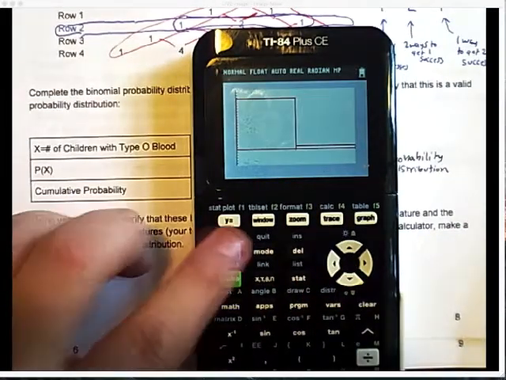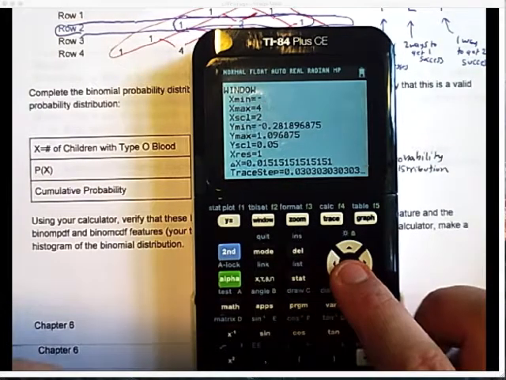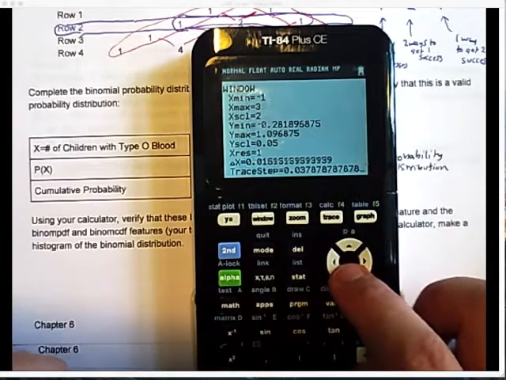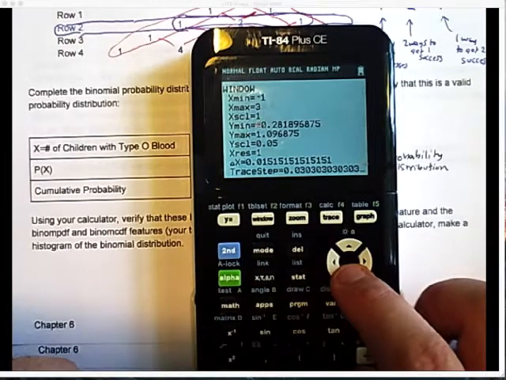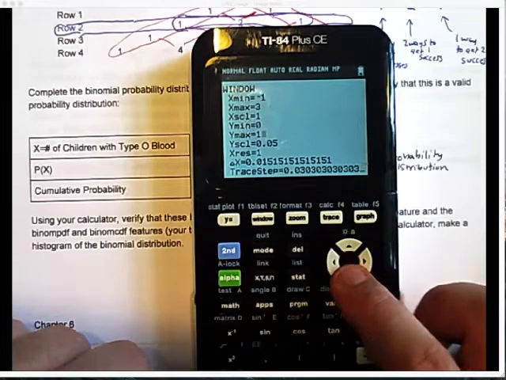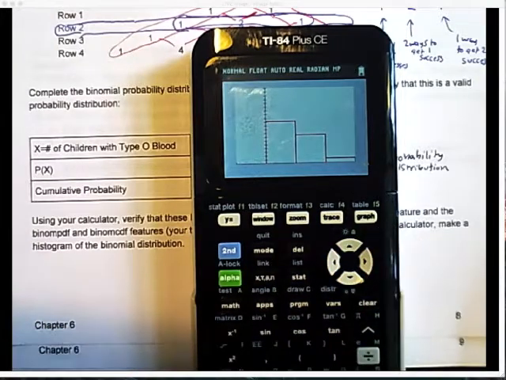It's probably not going to look very good. So let's change it a little bit. We went from 0 to 2 kids, so I'm going to make my x from -1 to 3, but I'm going to scale it by 1s. And I'm going to make my y min 0, and I'm going to make my y max 1. So when I do that, I get a decent probability distribution.